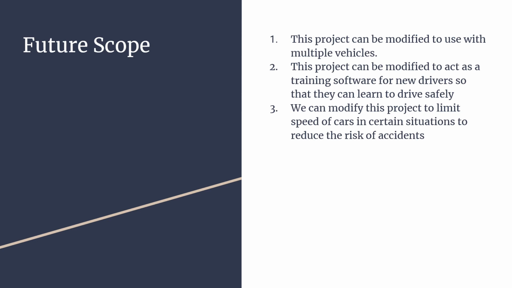The future scope of the project is that we can modify it to use it with multiple vehicles. We used data for a Honda Accord for our current calculations, and we can also use this as training software for new drivers so that they can drive safely and know what is the maximum speed at which they should be driving a car at any given point. And we can also use this to limit the speed of a car in certain situations to reduce the risk of accidents.